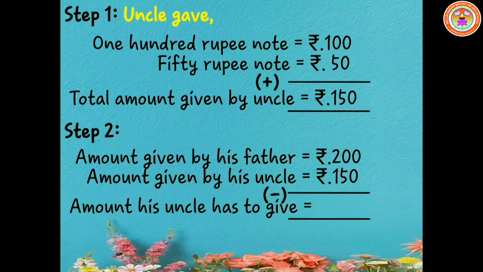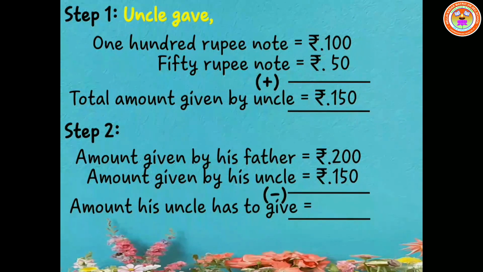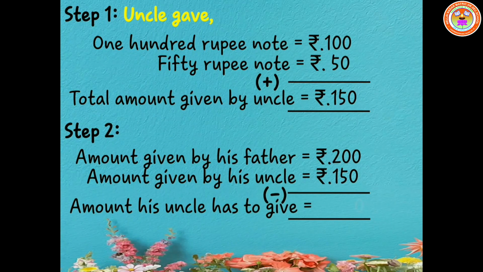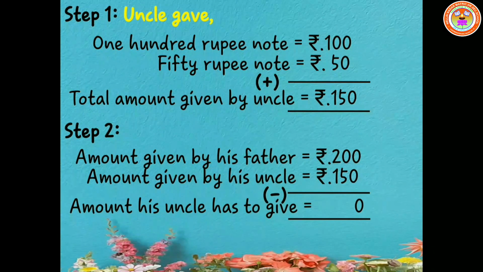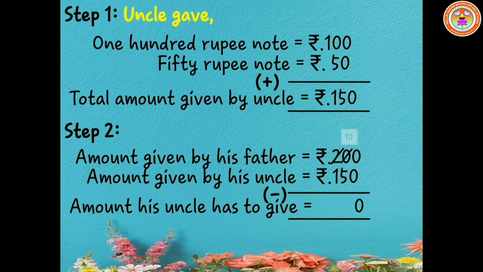Amount his uncle has to give is, children, what is 0 minus 0? Yes, 0. Look at here. Can we subtract 5 from 0? We cannot subtract 5 from 0. What do we do? We have to regroup from the nearby. Hence, the number 0 becomes 10. Now tell me, what is 10 minus 5? Yes, it is 5. Then 1 minus 1 is 0. Now the answer is 50 rupees.